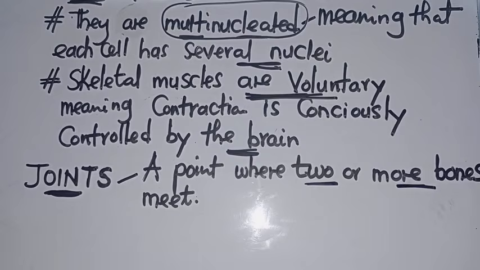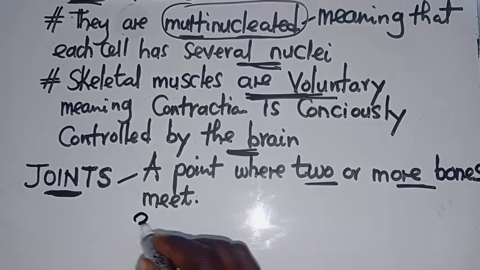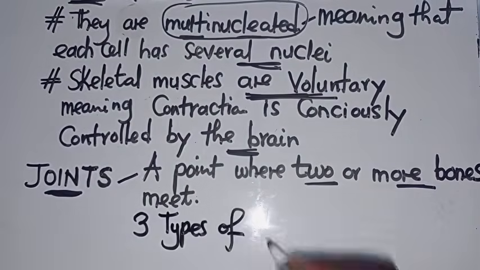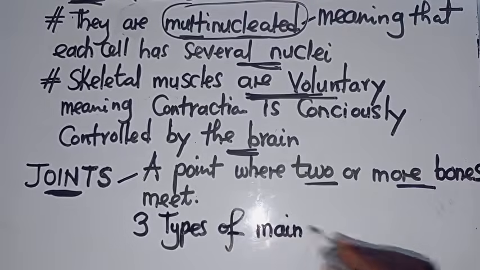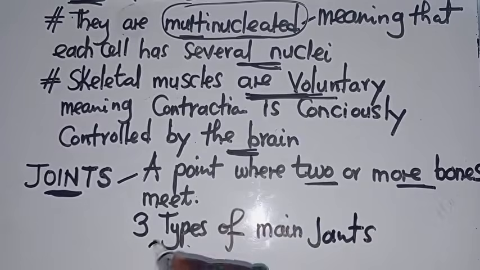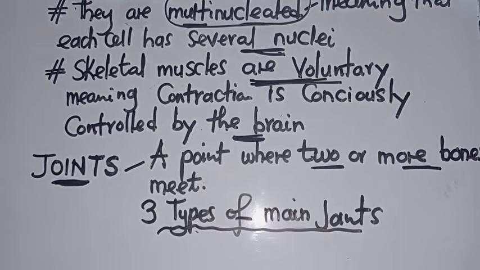We've started another thing away from muscles. We've concluded that particular topic. We are now looking at joints, and you need to understand that we've got three types of main joints. The body is made up of three main types. So I'm calling them main types. These are the major types of joints.